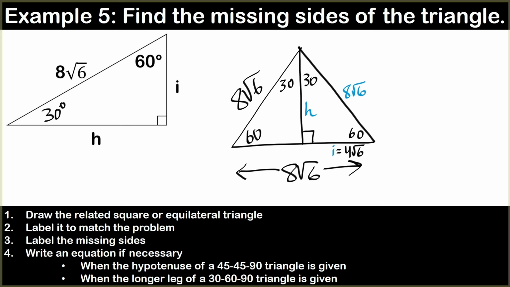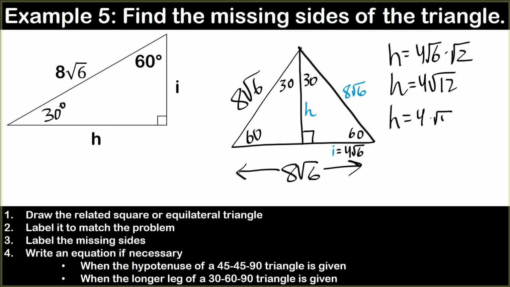So to find h, I'm going to need to go 4 root 6 times root 3. And so that's going to give me 4 root 18. And we can't leave that answer the way it is because 18 can be divided by a perfect square, 9. So h equals 4 times root 9 times root 2. So h is 4 times 3 times root 2. So h is 12 root 2.